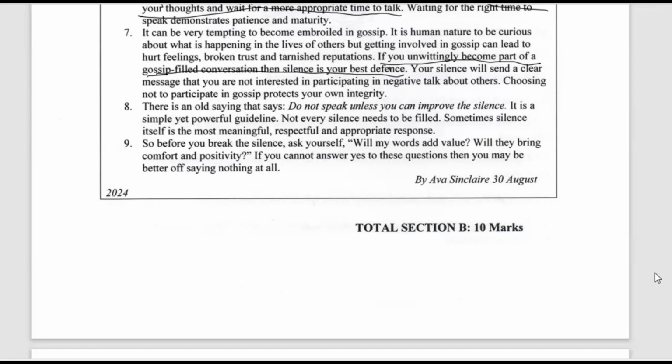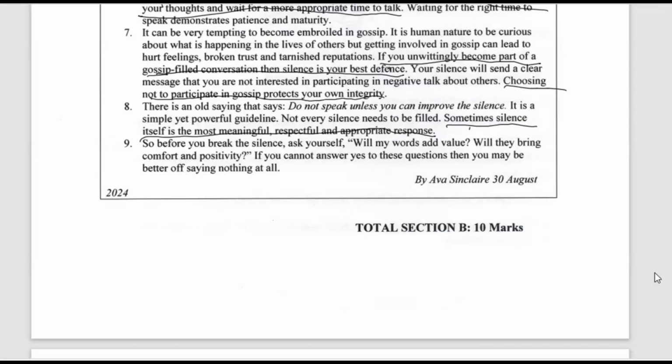All right. There is an old saying that says, do not speak unless you can improve the silence. Not every silence needs to be filled. Sometimes silence itself is the most meaningful, respectful response. I think that's what I'm seeing there. I'm still looking at this one. It's difficult for me to ignore it, so I'm going to underline it.